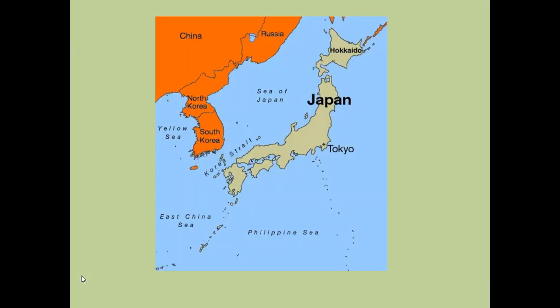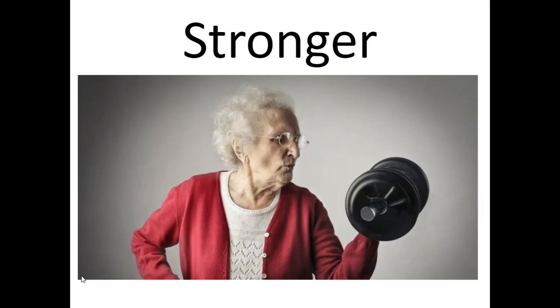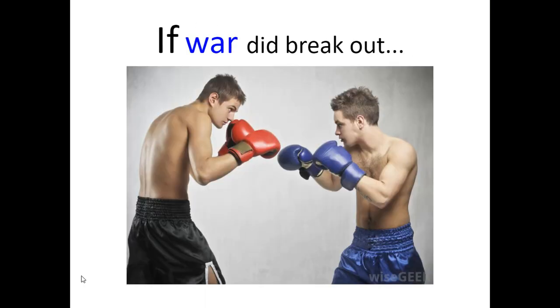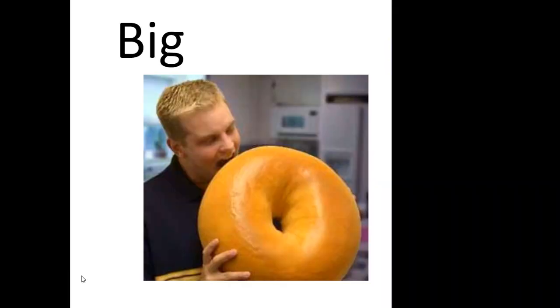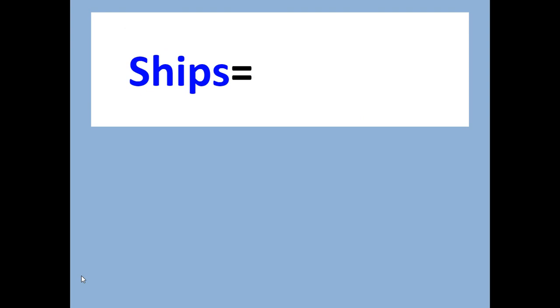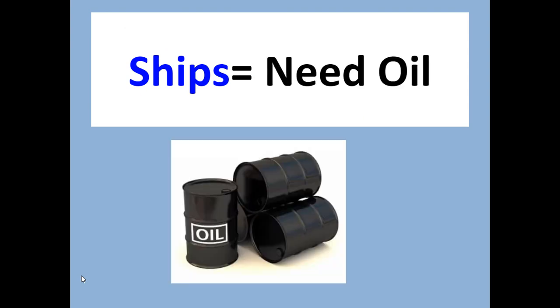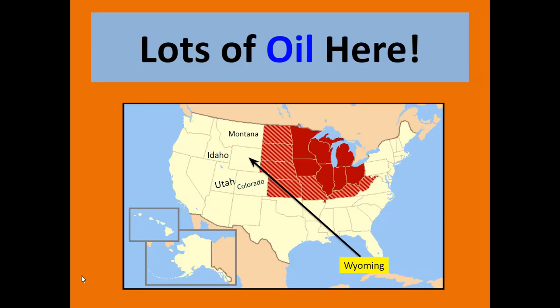Let's see how. In 1920, Japan was getting stronger and stronger, and the United States was getting worried that if war did, in fact, break out with them, it would be a huge war in the Pacific Ocean. The Pacific Ocean's huge and gigantic, and it would be a big war, right? So basically, at that point, if we're going to cover all of the Pacific Ocean, we need ships. And our ships need lots of oil. And where could the United States find oil? But in the state of Wyoming.